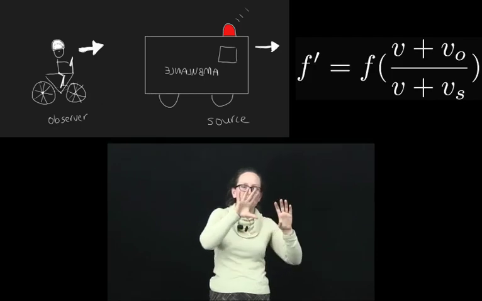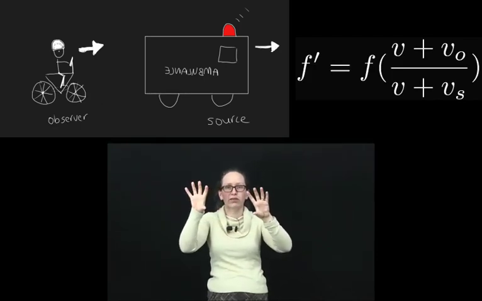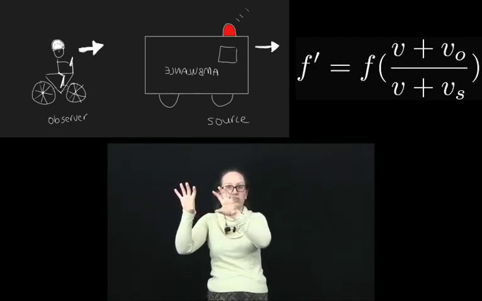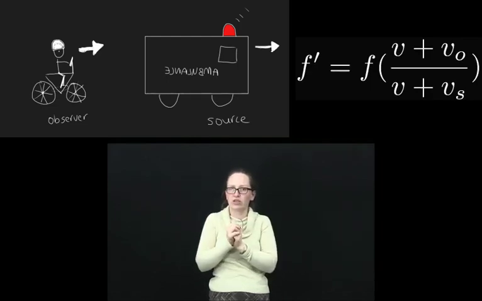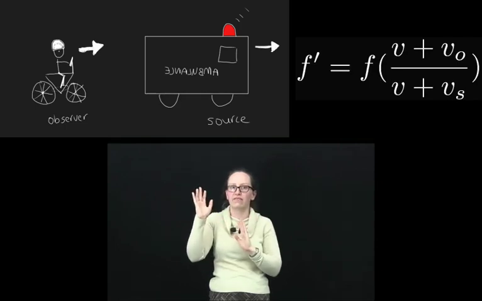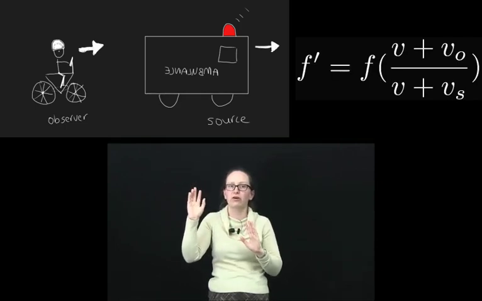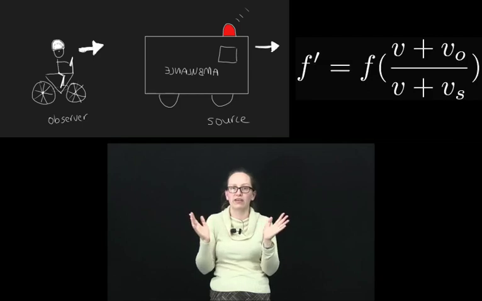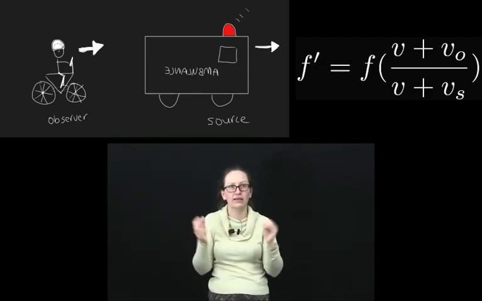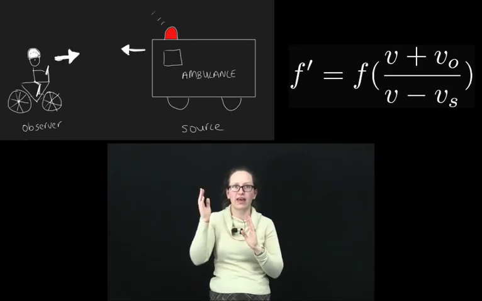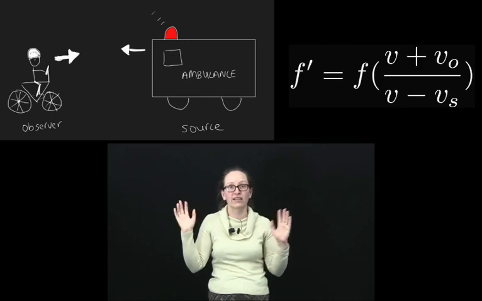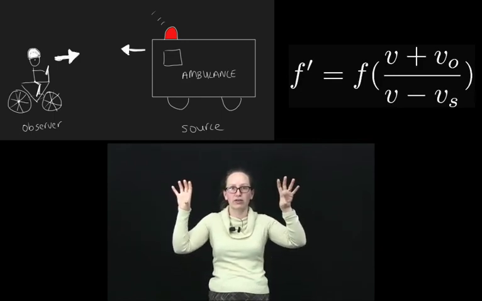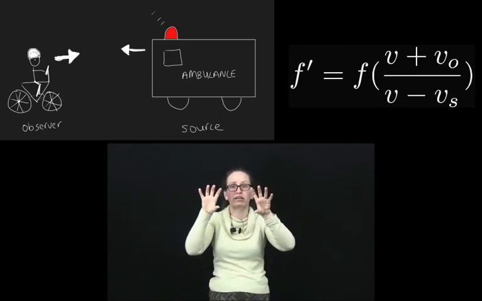And the final case is where the source is moving away from the observer but the observer is moving towards the source, so the observer is trying to catch up to the source. In that case, the equation is f' = f × (v + vo) / (v + vs). So basically, if you remember the standard equation, f' = f × (v + vo) / (v - vs), that describes the case when both the observer and the source are approaching each other.